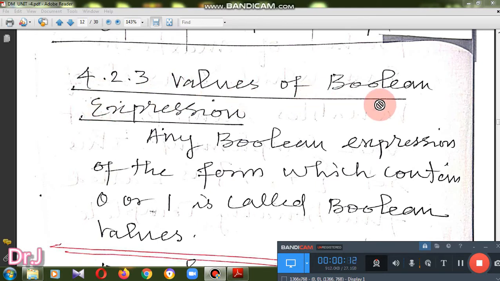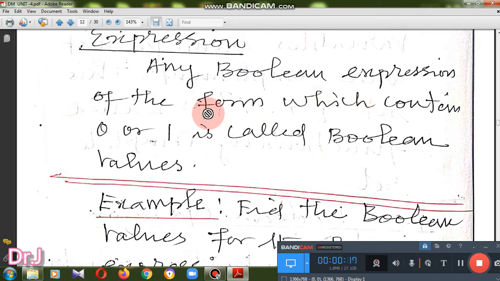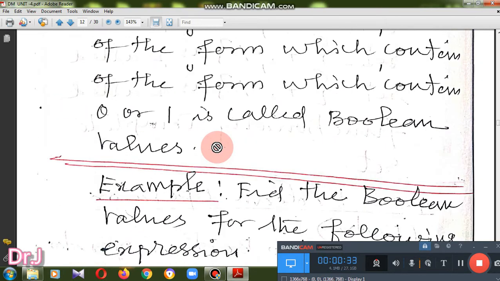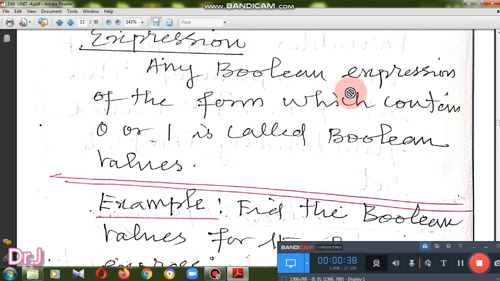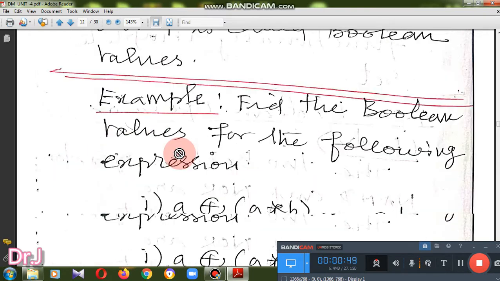It's about values of Boolean expressions. Any Boolean expression which contains only 0 or 1 is called Boolean values. It should not contain any other English letters or whatever it may be. It should contain only 0 and 1. Then that Boolean expression has the Boolean values. Any Boolean expression which contains 0 or 1 is called the Boolean values.